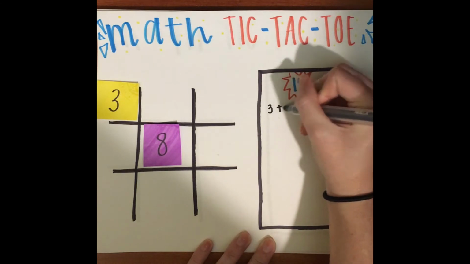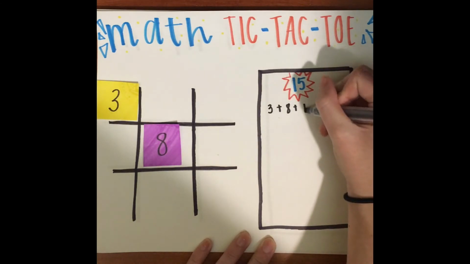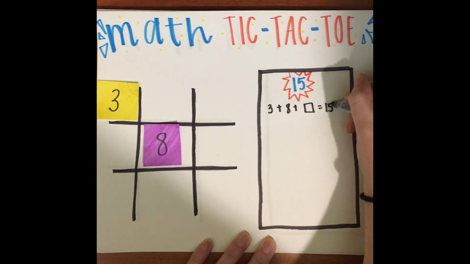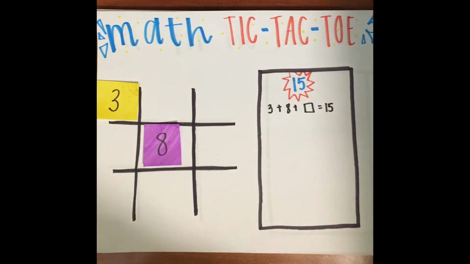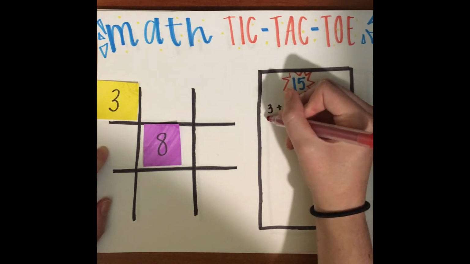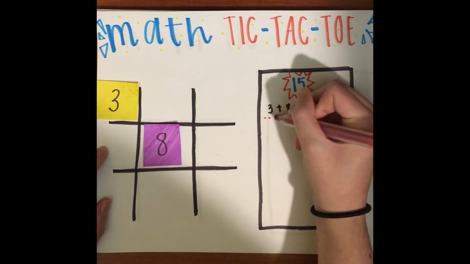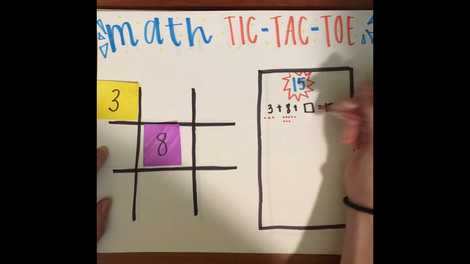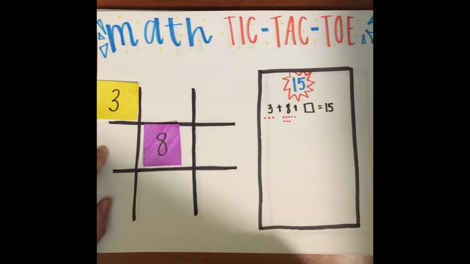So if I know I have 3 and 8, then I know I have 3 plus 8 plus a mystery number, and I need to get to 15. So one strategy I could use for this would be, what do you think? What could you do? Okay, if you say you can do math drawing, then that would be perfect. So there's other ways we can do this, but I'm going to use my math drawing, and I'm going to draw 3 dots, 8 dots, and then I know I need to get up to 15 dots, so I'm trying to find my mystery number.